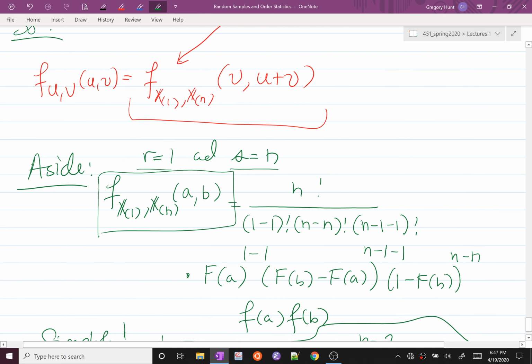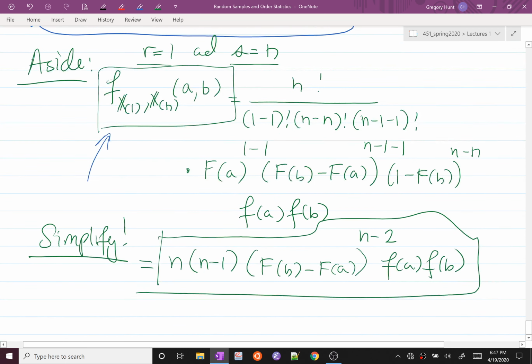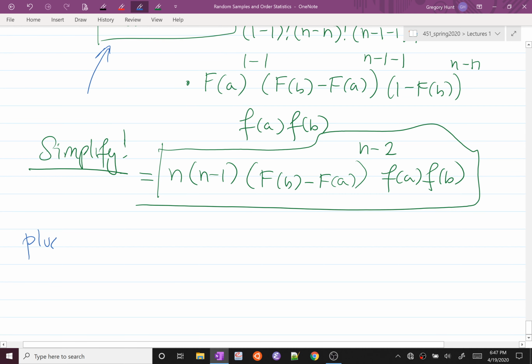So in order to get the joint of u and v, where u was the range and v was just the minimum, I have to plug into this joint of x1 and xn, v and u plus v. So plug in, and what do we get? We get f of uv at little u, little v, that is equal to n times n minus 1.